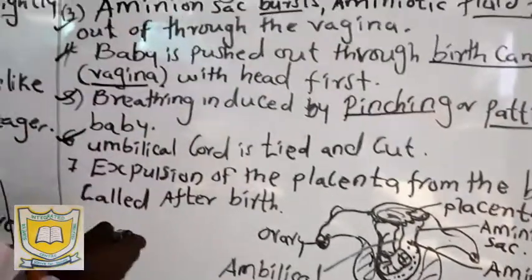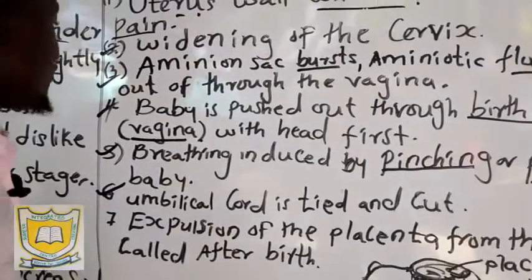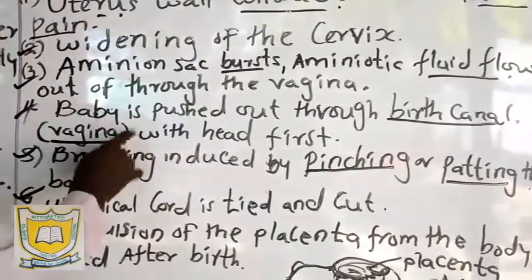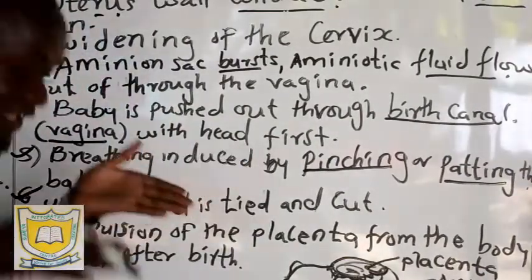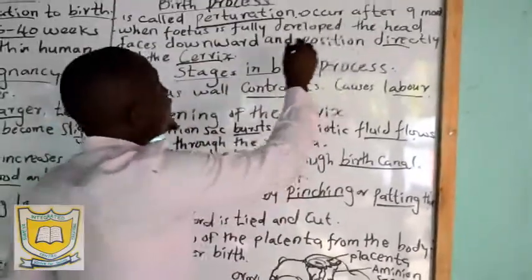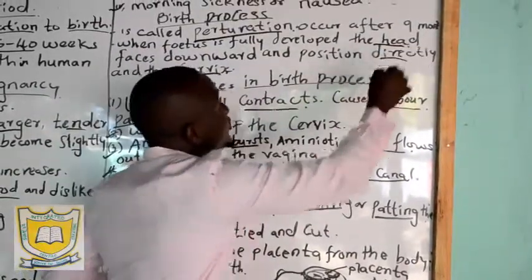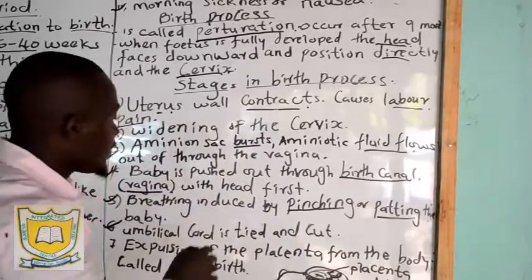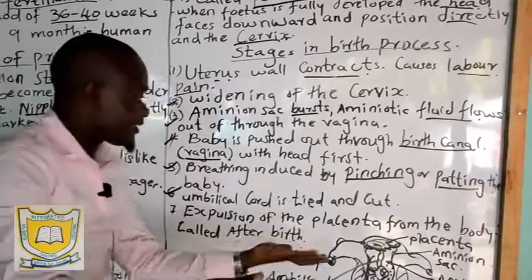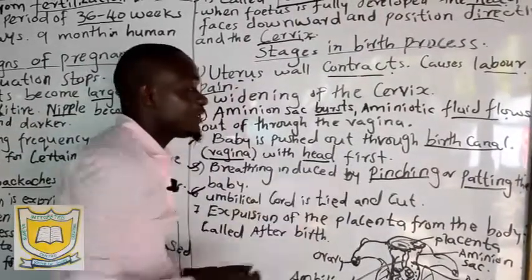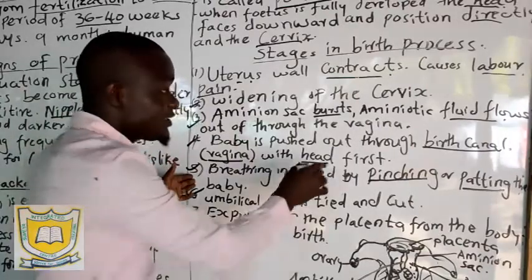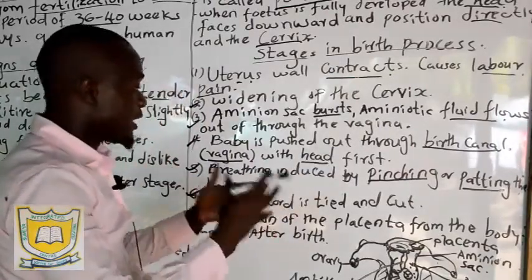Then we go to stage number 4, which talks about the baby being pushed outside through the birth canal, known as the vagina, head first. We said here that after the development of the baby, the head faces down. Now here, if asked in the exam which part of the baby comes outside first, you talk of the head. The head comes outside first. That is during the normal birth process.